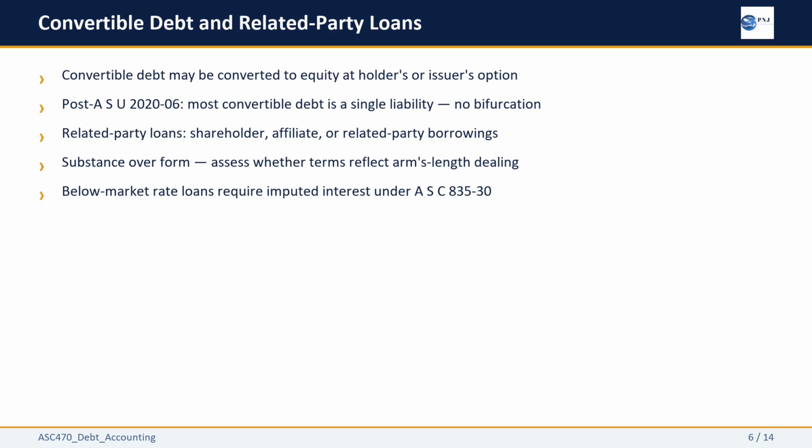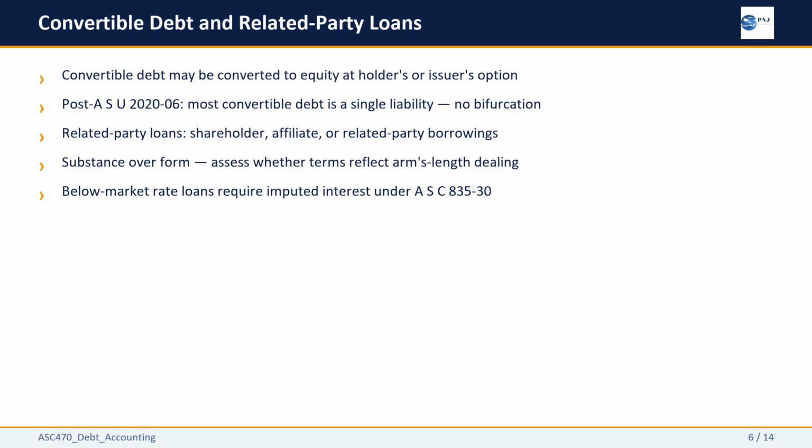This is where things get interesting. Convertible debt used to require companies to split the instrument into a liability piece and an equity piece. That created complexity and artificially inflated interest expense. ASU 2020-06 changed the rules. Most convertible debt is now a single liability instrument, which simplifies the accounting considerably.